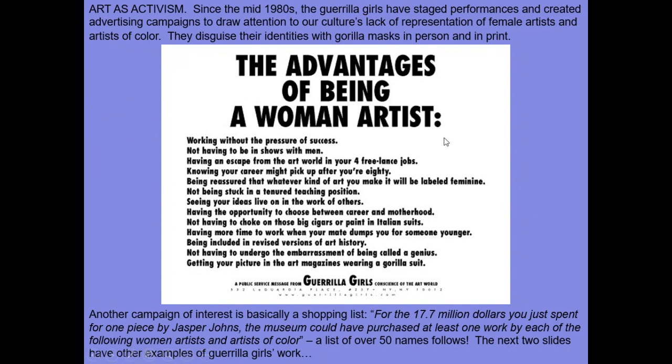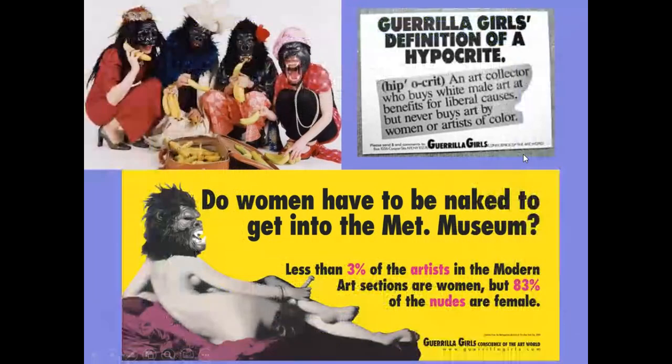This is one of my favorite of their pieces, The Advantages of Being a Woman. It's obviously ironic, obviously tongue-in-cheek. One of the advantages would be working without the pressure of success. They're being very bitterly ironic in the statement that they're making. Here you see them dressed as gorillas, and this is perhaps one of their best known campaigns. These were on the sides of buses in New York City.